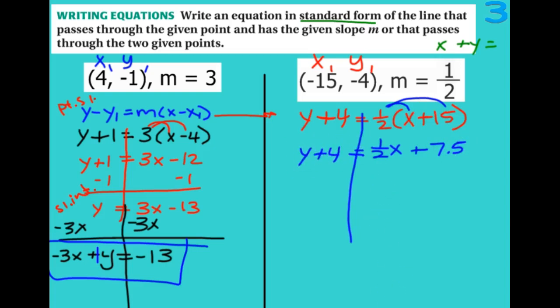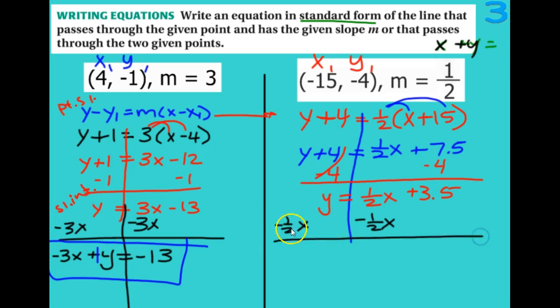And we want y by itself first, so I'm going to subtract 4. So I have y equals 1/2 x, and 7 minus 4 is 3, and we have the 0.5. But we want it in standard form with x and y on the same side. So I'm going to subtract the 1/2 x. And we have negative 1/2 x plus y equals 3.5.